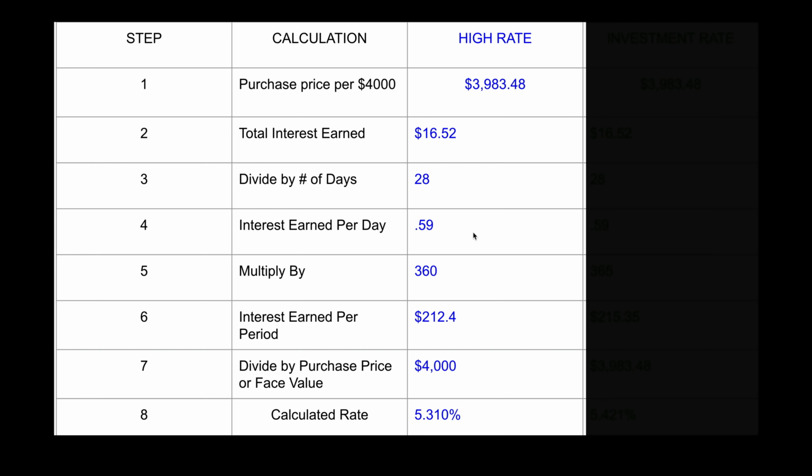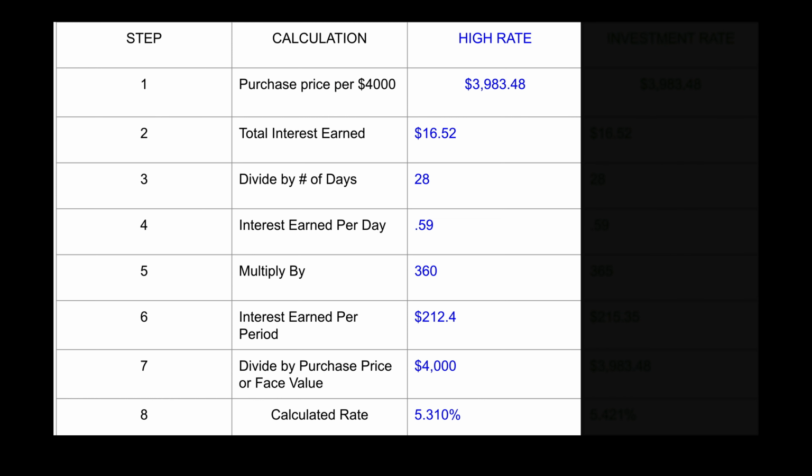If we go ahead and multiply that by 360, that will give us our next number. You might be wondering, why multiply by 360? That is one of the differences with the high rate versus the investment rate. We're going to multiply by 360 days. Once we do that, we get this interest earned per period number, basically what we're going to earn over that 360-day period, which is $212.40.